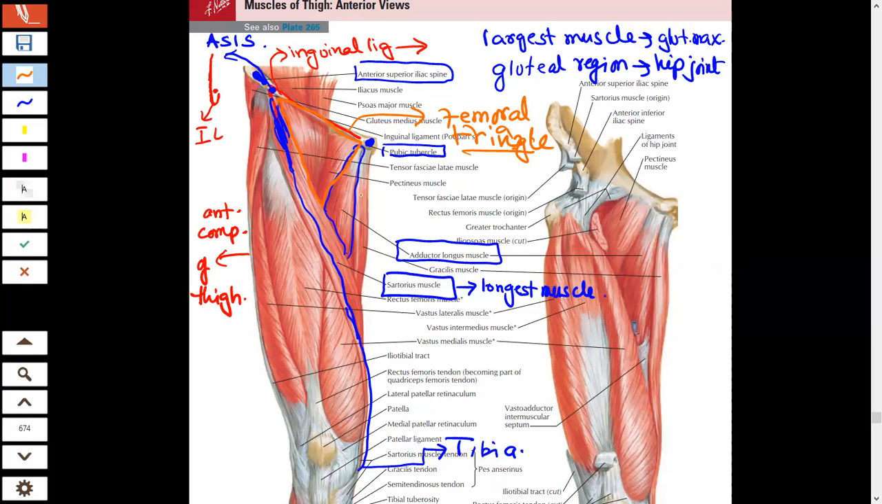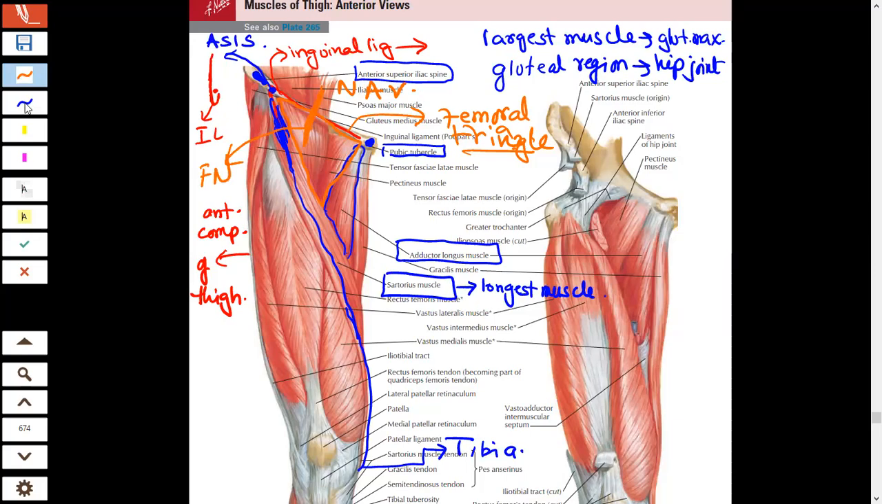So these three structures make a triangle that is known as the femoral triangle. And now see here, some structures are passing through the femoral triangle. The mnemonic is NAV. So the first structure is the femoral nerve.